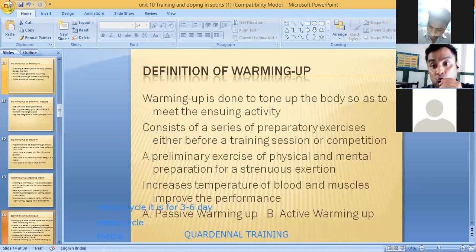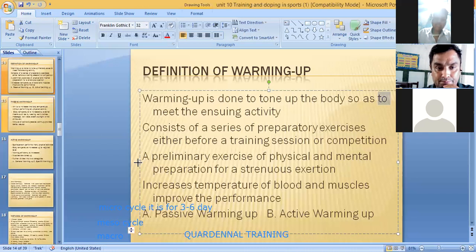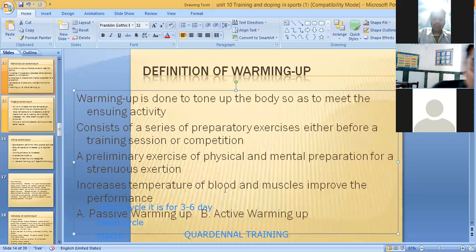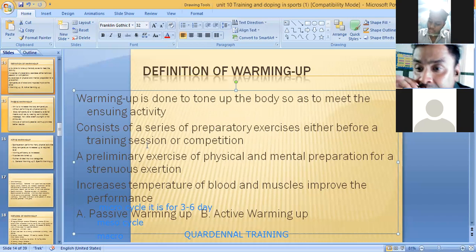That means to tone up our body. Okay? So warming up is done to tone up the body so as to meet the ensuing activity. Okay. So warming up is a set of exercise. Dekho, warming up is a set of exercise to prepare body before any hard training, before any strenuous activity.